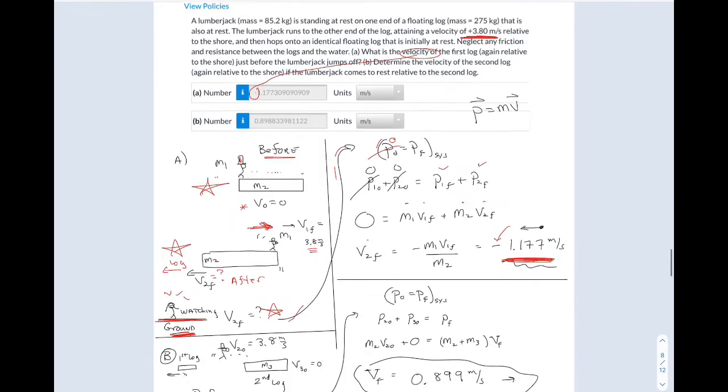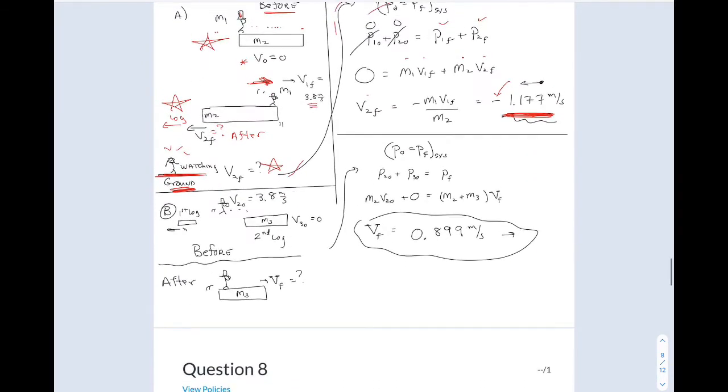Part B, gotta be careful. In part A, the lumberjack was right there. That was for part A. For part B, now the lumberjack jumps off of the first log and is going to land on the other log, which I called M3. So for part B, there's my before picture. The lumberjack has just left the first log, at that speed. In my after picture, he lands on that log and they both move off to the right. And they want to find the speed of that log.